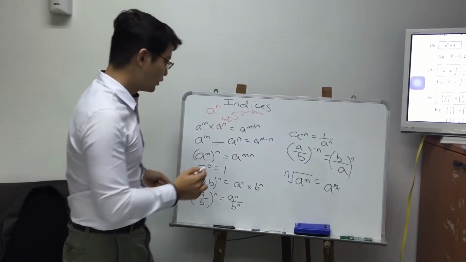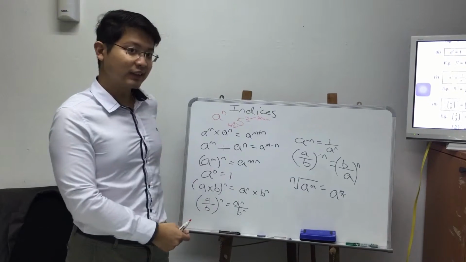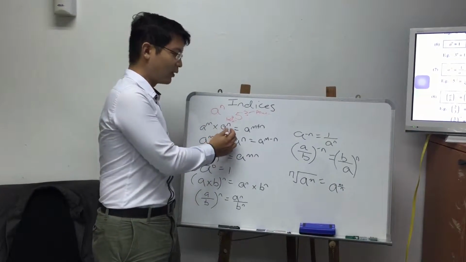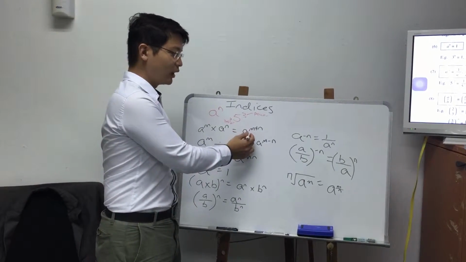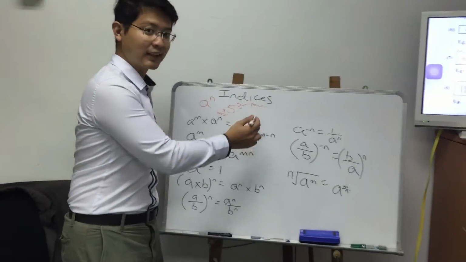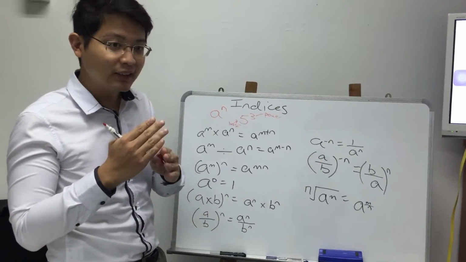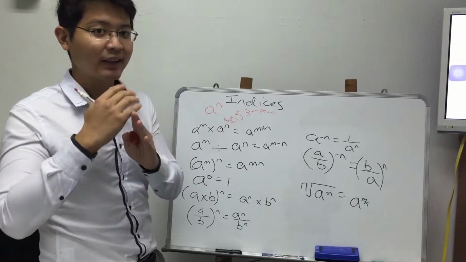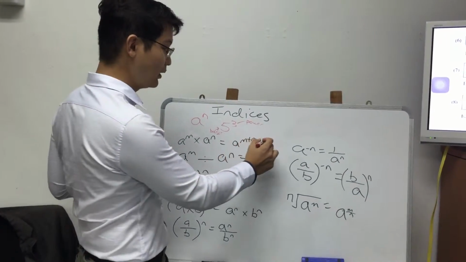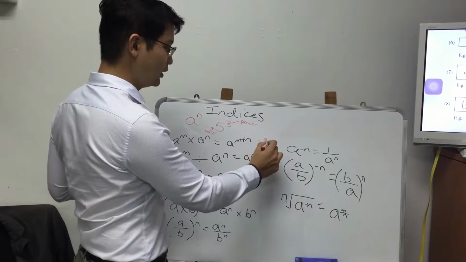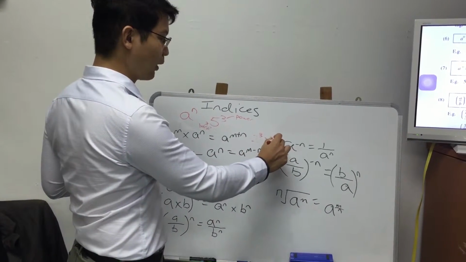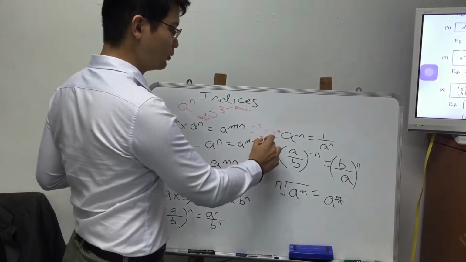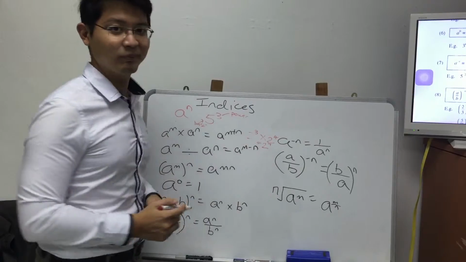Okay, so without further ado, here are the laws of indices. a to power m times a to power n is equal to a to power m plus n. When you multiply indices together, if they are of the same base, then you add their powers. For example, 2 to power 3 times 2 to power 4. What will this give you? This will give you 2 to power 7.